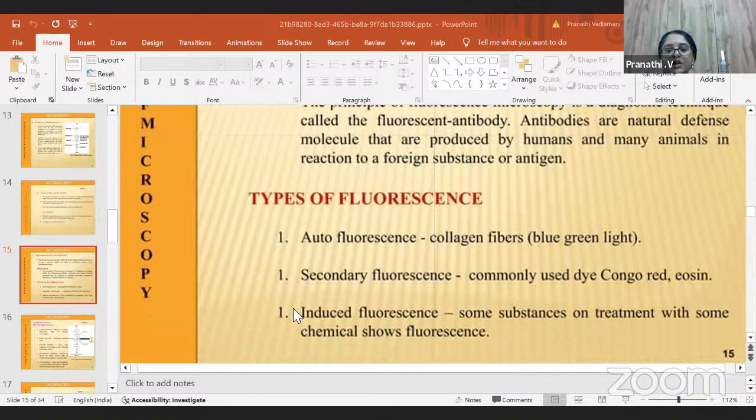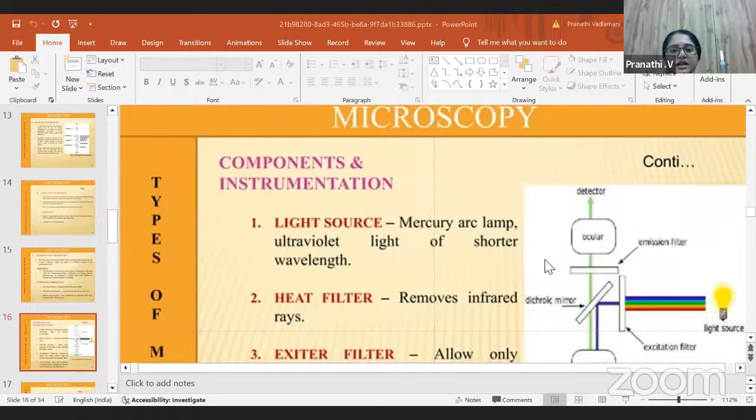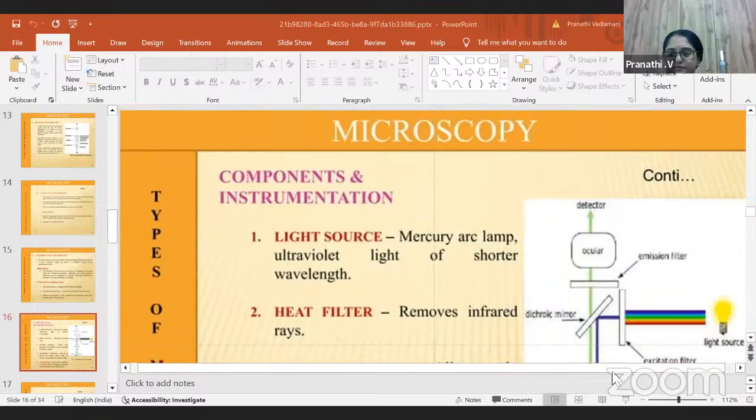So you have types again, autofluorescence. You have a blue-green light that is going to come. Secondary fluorescence, you have the Congo red, eosin, they are the red dyes. And induced fluorescence, again depends. So what is it that we are going to see over here?